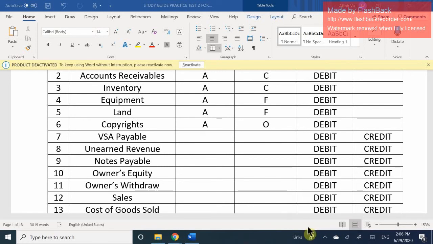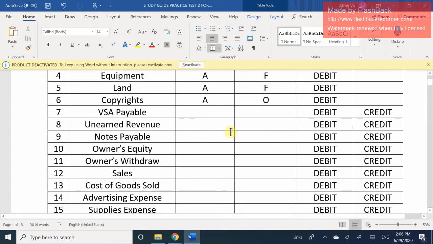All right. What about Visa payable? What is a Visa payable? It's a liability. Yes. What kind of liability is it? It's a current liability, because Visa payable is a credit card. You owe it, and it's going to be owed every month. And what kind of balance would it normally have? A credit balance. Yes.